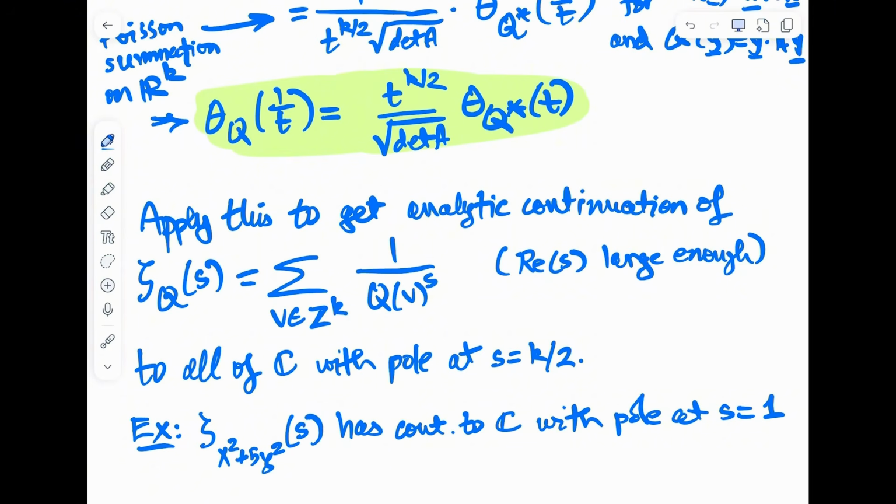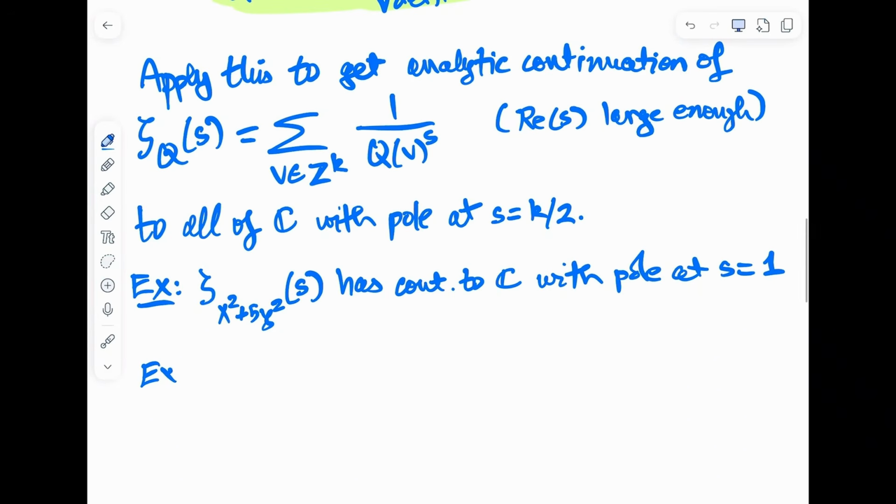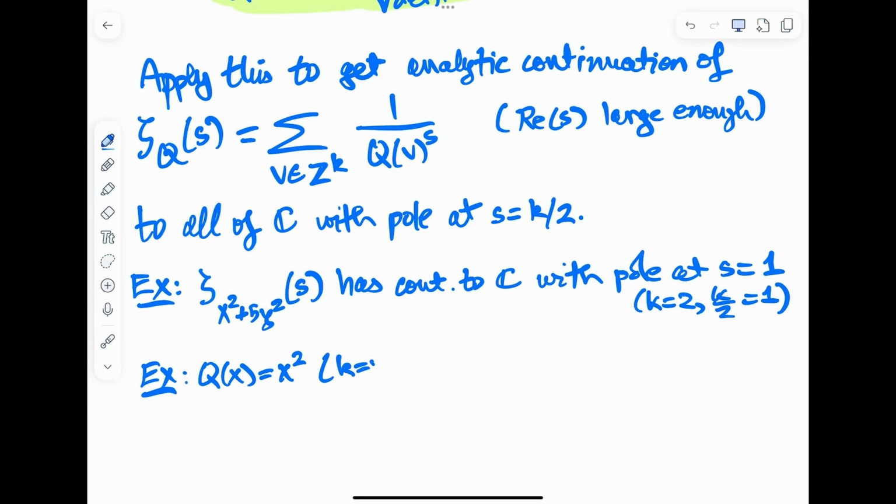So how are we going to do this? First, I want to present what happens in the one-dimensional case, because that's connected to something that we did last time. So this was the case k equals 2, so k halves equals 1. But let's just take a look at the one-dimensional case, Q of x equals x squared. Okay, the silliest quadratic form, the most basic one, just in one dimension.